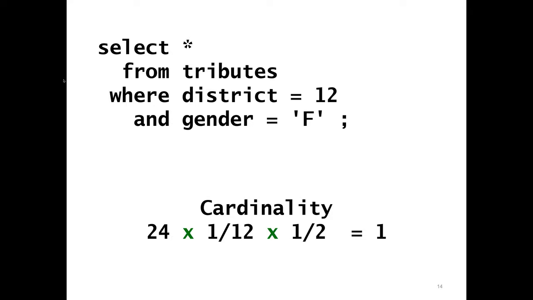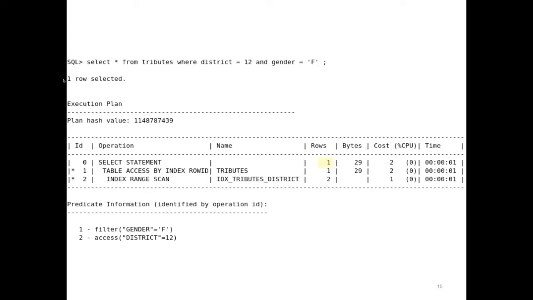So there's 12 districts, so we would want 1 out of the 12 districts, and we would want 1 out of the 2 genders. The math ends up being equal to 1. And when we execute, we actually do see that we get 1 row returned, and 1 row is the estimated answer that the optimizer came up with.